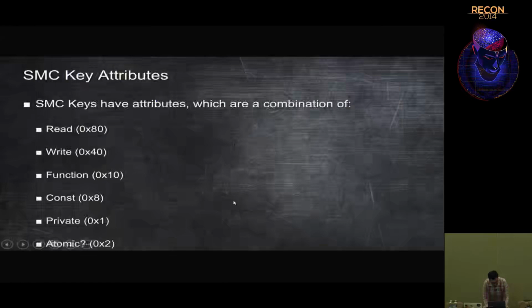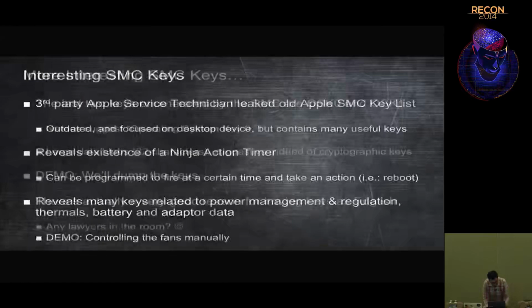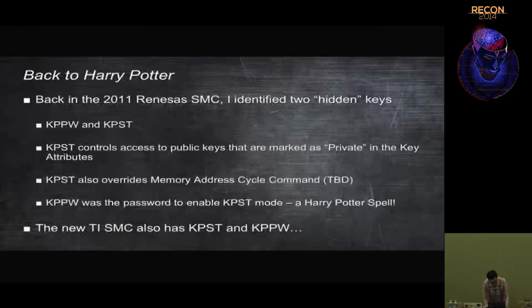But what happened is as soon as I saw that the code checked if KPST was set, and if KPST was set, then you could access those keys. So it lets you access the private keys. It also changes something called the memory access cycle command, and we'll see what that is. So KPPW was the code that I back-referenced would set KPST.